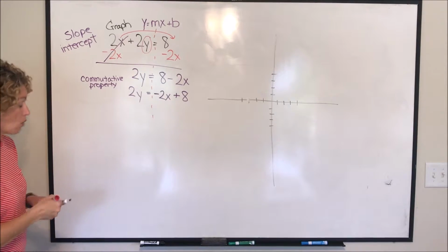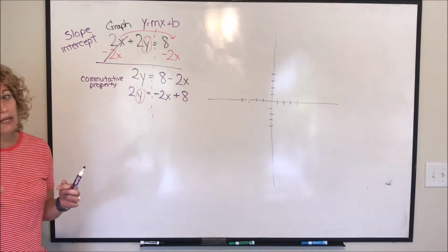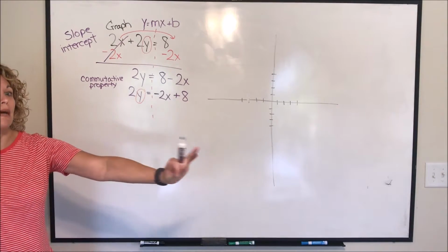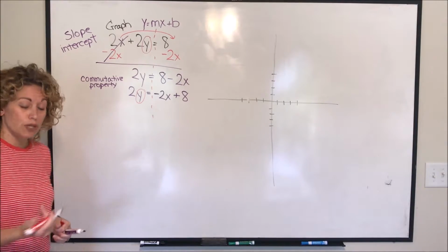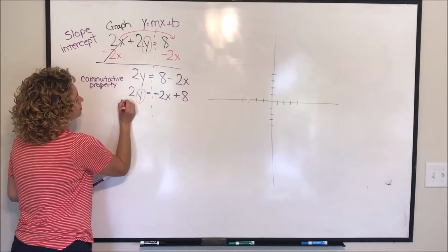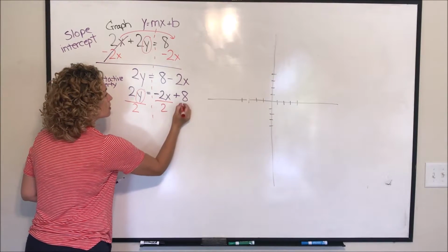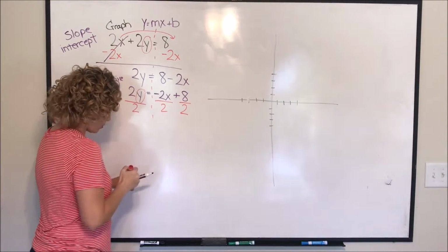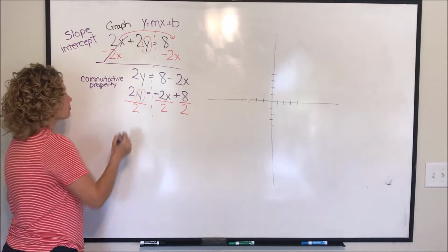Okay? Now, we still want y alone, but this is mom and dad. This is a little bit hard to separate, okay? This says 2 times y, so we're going to do the opposite, which is division. So we're going to divide every piece by that 2. I like to do it under each one so that I do not forget.